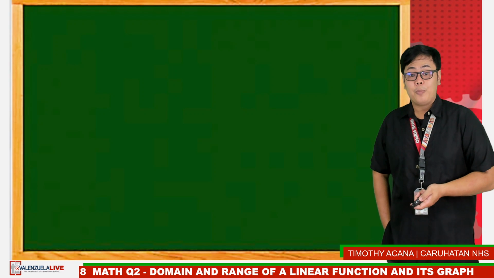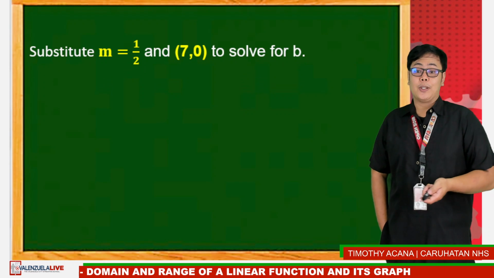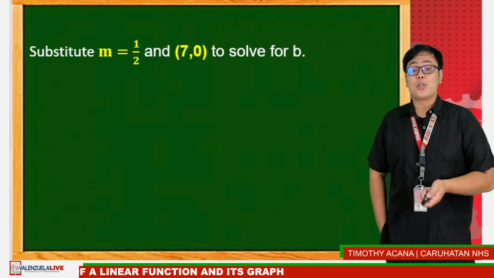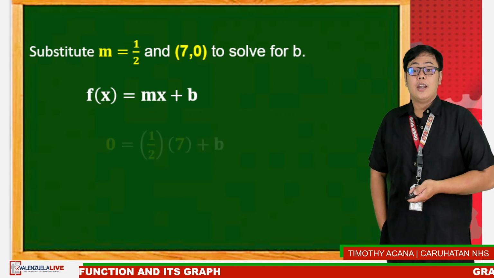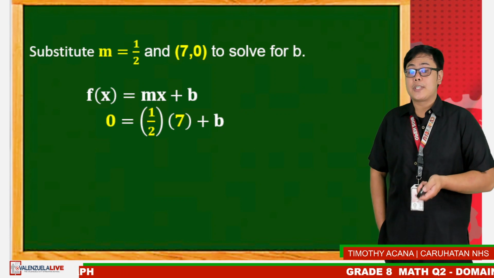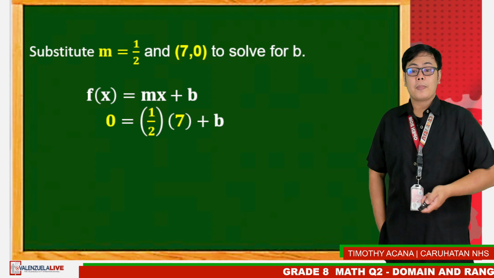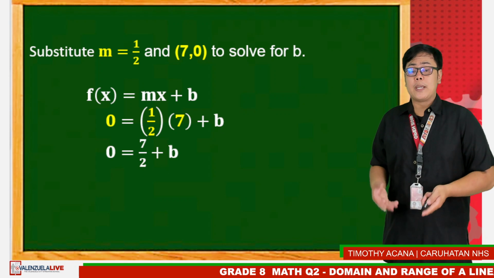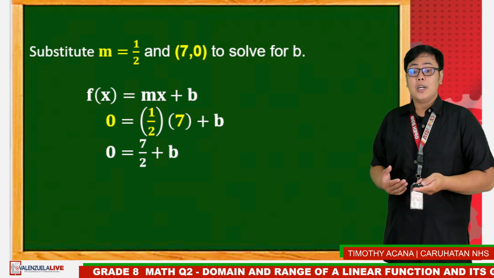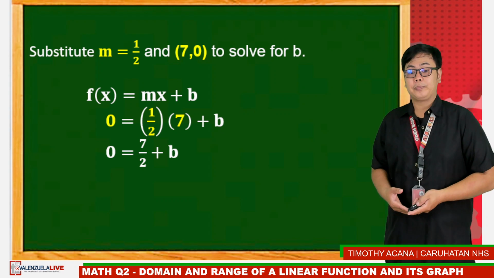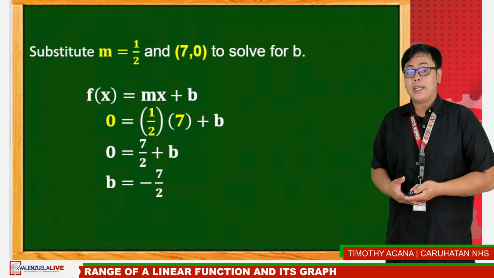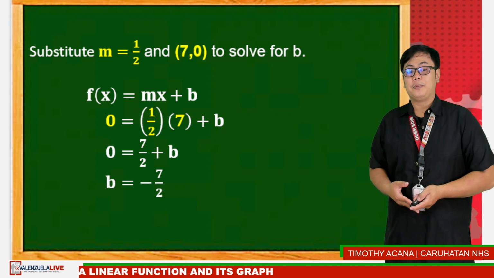After solving for the slope, substitute m is equal to 1/2 and (7, 0) to solve for b. We have 0 is equal to (1/2) times 7 plus b. Then, simplifying 1/2 times 7, that would be 0 is equal to 7/2 plus b. Therefore, the value of b is -7/2.